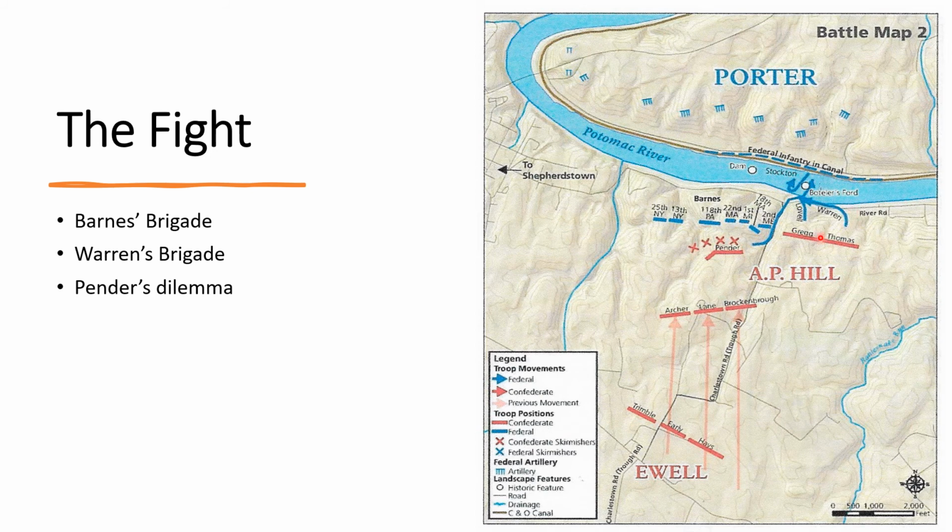Confederate General Pender feared he would be flanked. Here's Pender's position. He called for reinforcements. Three brigades under General James Archer immediately came to his aid. Now it seems like all heck is going to break loose.